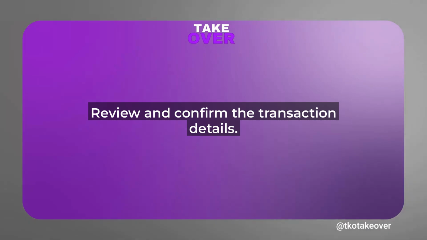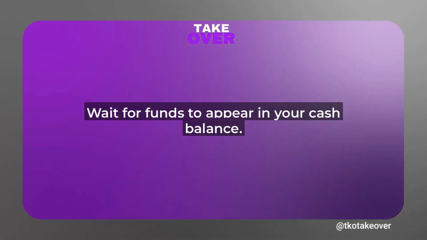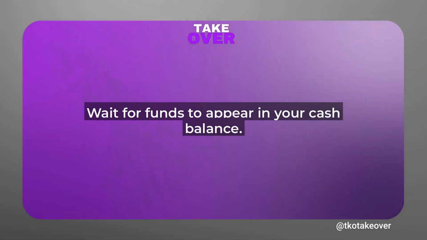Step 3. Execute the sale. After selling, your funds will convert to USD and appear in your Robinhood cash balance almost instantly, thanks to their improved processing times. Now, to get that cash into your bank account, go to the Transfers section.